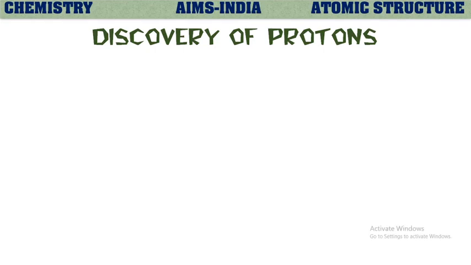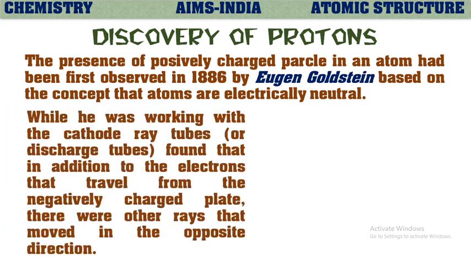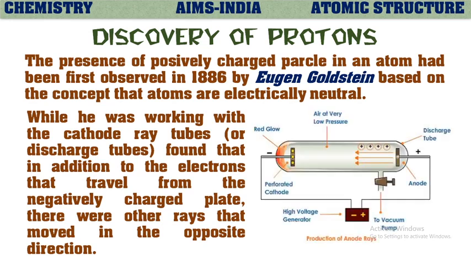Then let us talk about the discovery of protons. The presence of positively charged particles in an atom was first observed in 1886 by Eugen Goldstein, based on the concept of atoms being electrically neutral. While working with cathode ray tubes, he found that in addition to the electrons traveling from the negatively charged plate, there were some other rays that moved in the opposite direction.